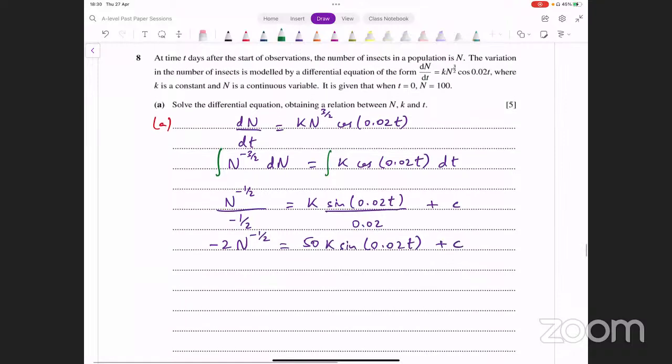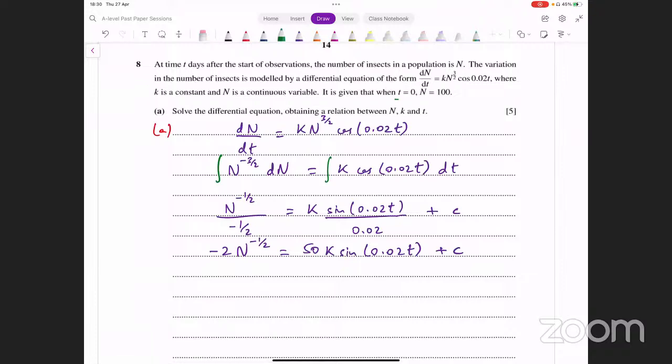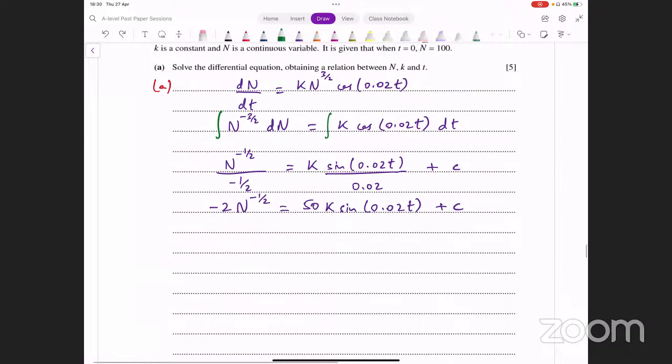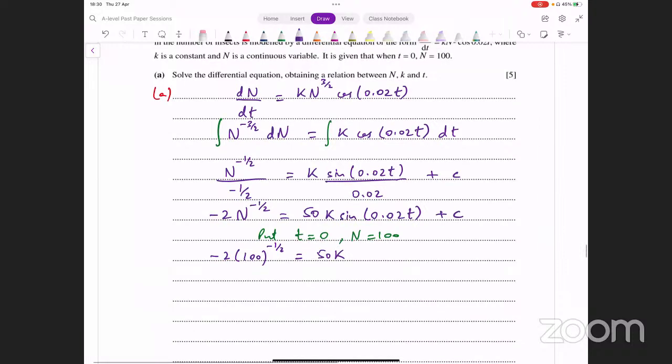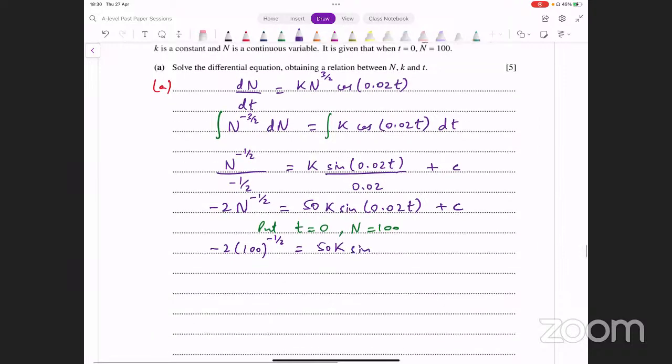Now let's find the value of c. For that, we have some information given. It says t equals 0 when n equals 100. Let's put that point here. T equals 0 and n equals 100. And let's see what we get from that. Minus 2 into 100 raised to power minus 1 over 2 equals 50k into sine of 0.02 into 0. That's just going to be 0 plus c.